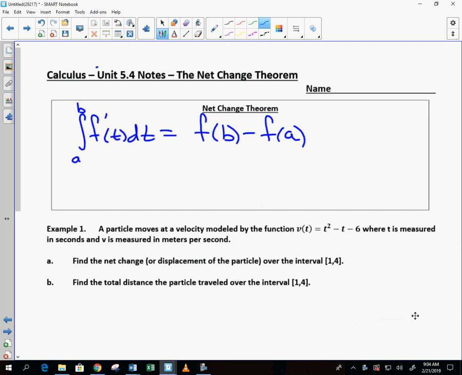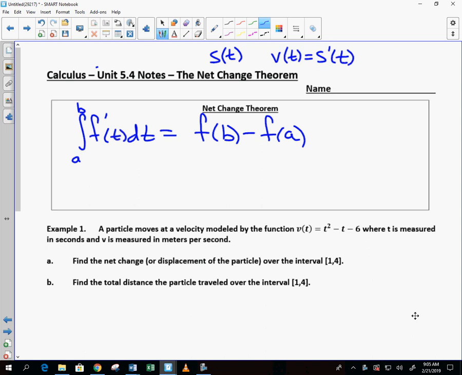Okay, today we're going to talk about the net change theorem. The net change theorem discusses, well, here's a way to think about it. If I have a position function, do you remember what happens if I take the derivative of the position function? Velocity function. So v of t is equal to s prime of t.